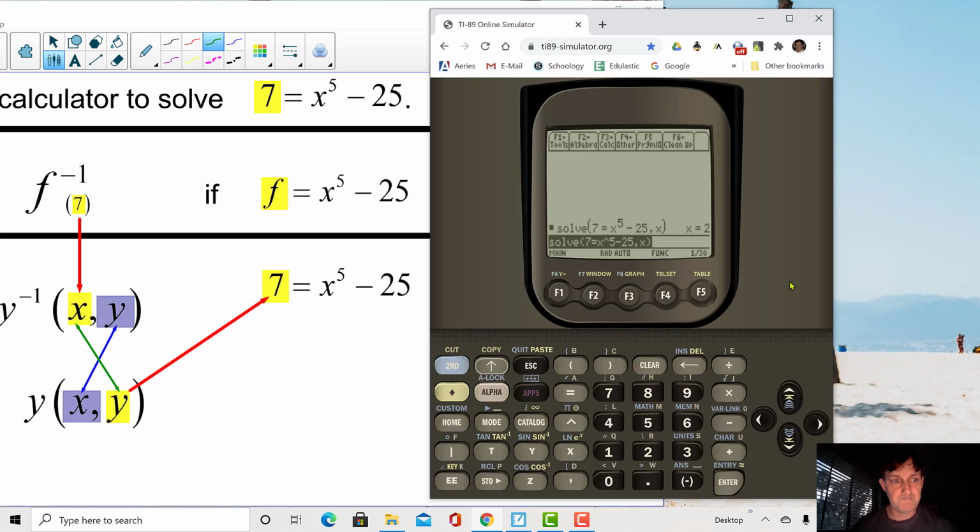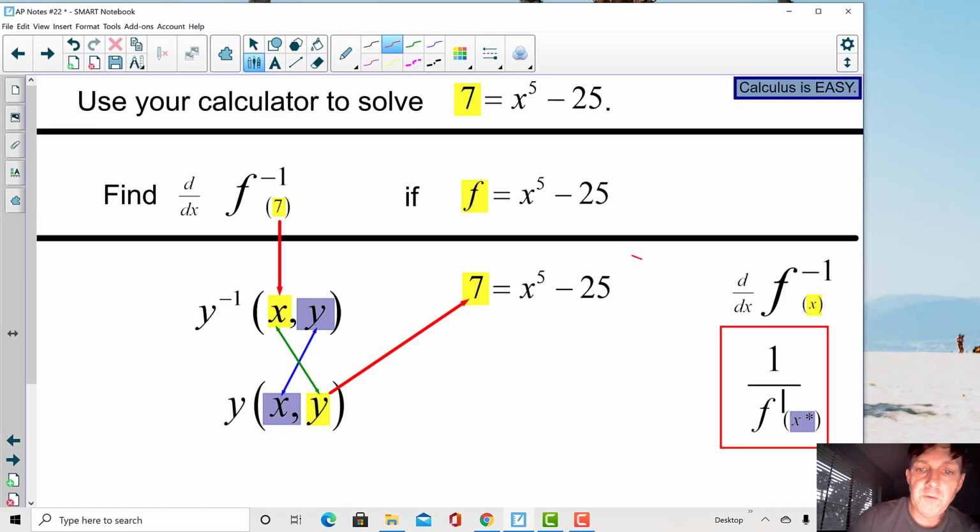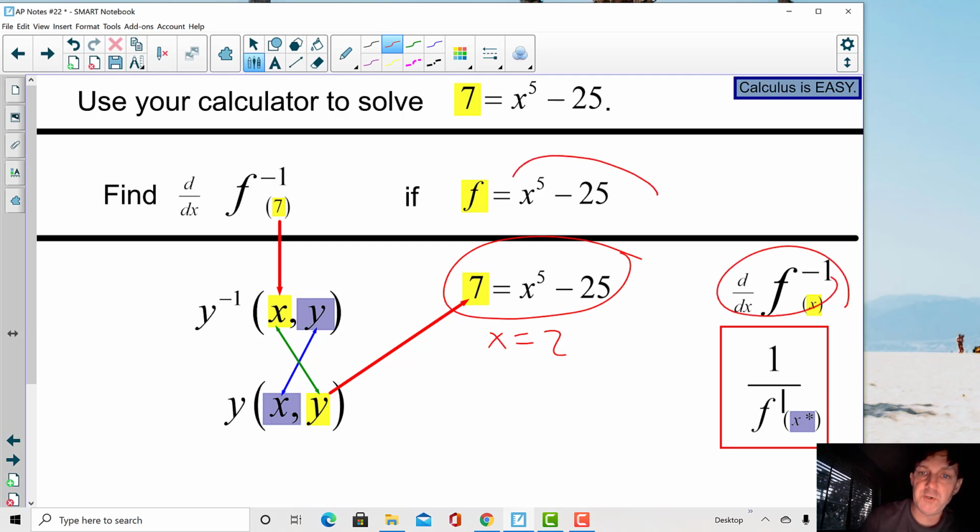And that's it. Okay, now we know the solution to this equation is x equals 2. Remember, we're doing the derivative of the inverse. So it's just going to be 1 over the derivative of this. And we just figured out that we want to use x equals 2 for the x.